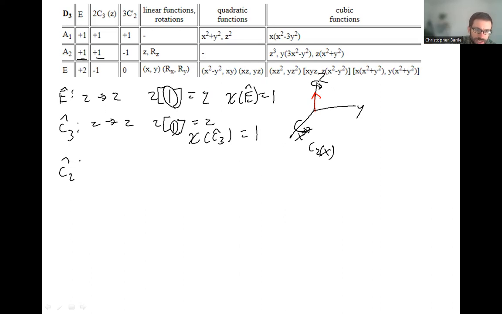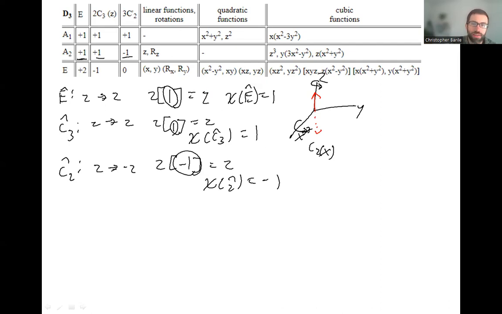And so the C2 then is going to take that, and we're spinning it now along the x. So that's going to take that z vector and flip it down, right? Because we're spinning across this x-axis. So that's going to take z to negative z. And so our 1 by 1 matrix is going to be a -1. And so our character across that is going to be -1. And so that's why we have z transforming as A2.